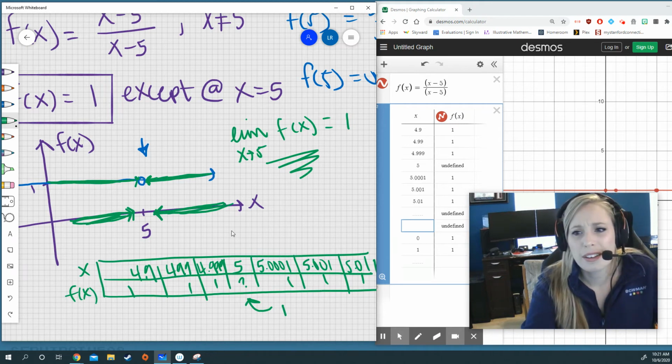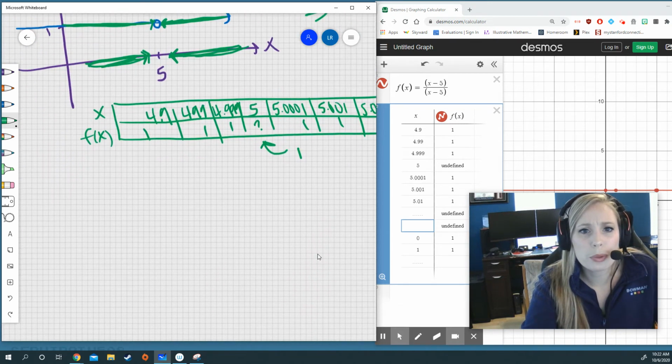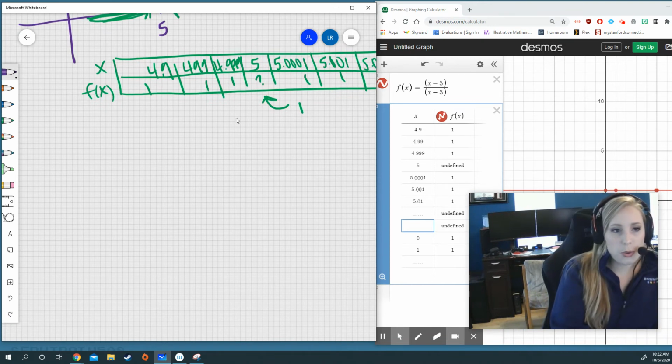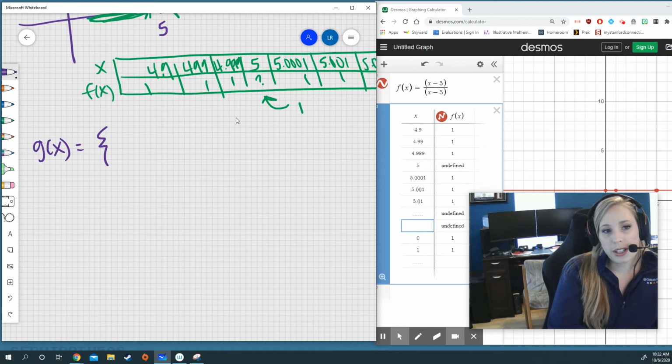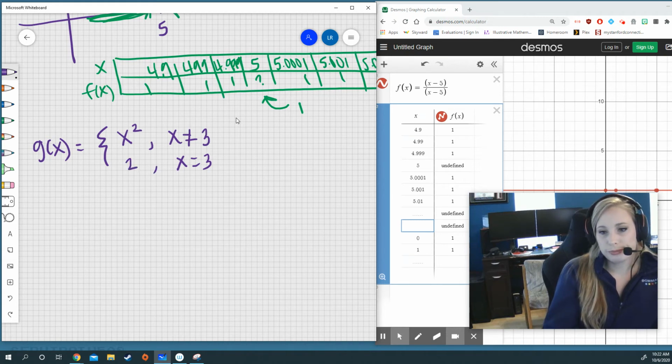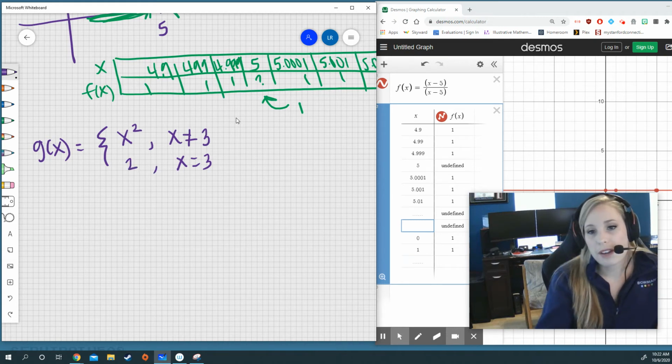Let's try one that's a little bit trickier. Let's try one where we're on a curve. So let's call this one g of x instead, just so that we practice naming things. And g of x, let's say we are looking at the function x squared, except when x equals 3. When x equals 3, we're saying that's outside of that x squared domain. And when x equals 3, let's say we have the point 2.